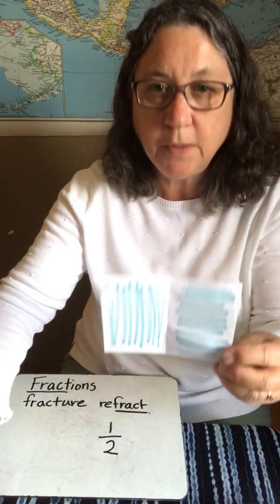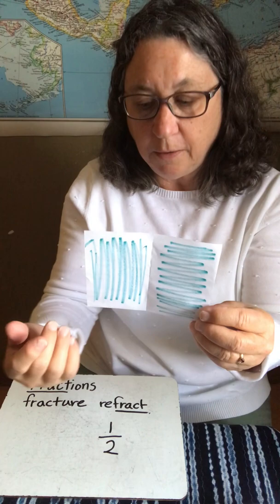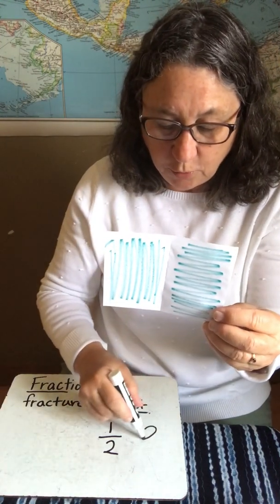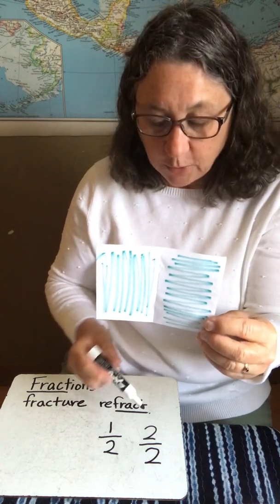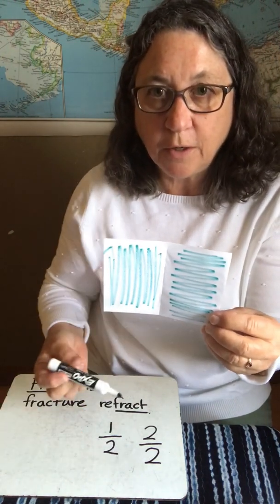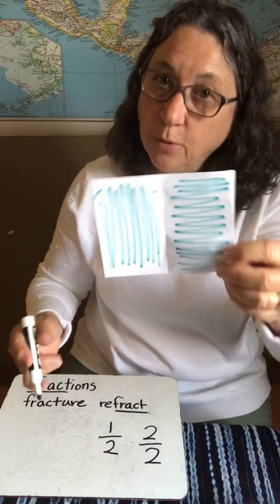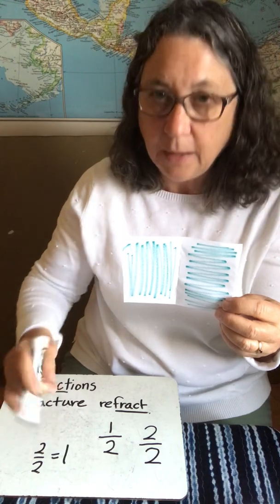And now I think you can see that there are 2 pieces and both of them are colored. So we would write 2 pieces are colored out of 2 pieces altogether, which we would say 2 halves. 2 halves are colored. And guess what? That's the whole thing. So 2 halves is the same as 1 whole.